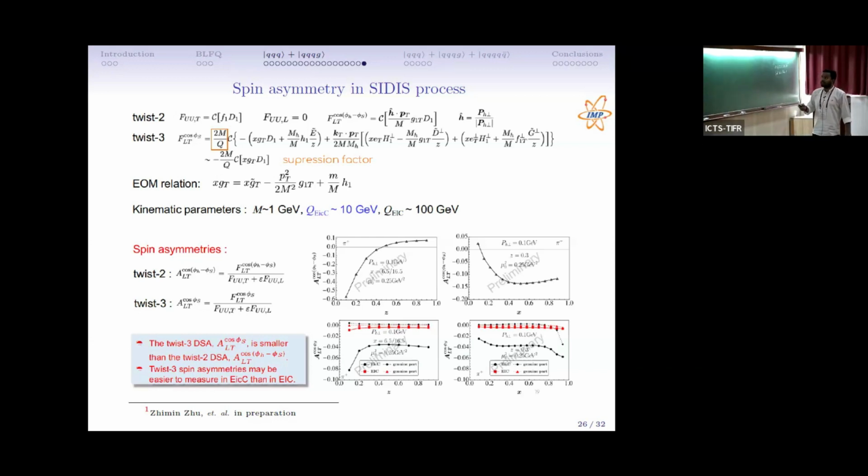So here is a comparison between the EIC and EicC cases. For the EicC case, the energy is a little bit lower, so it is possible. If we see from this figure, this is the result for EIC kinematics and this is for EicC. The black line is for the EicC case. So yes, we can see the difference given this energy difference.